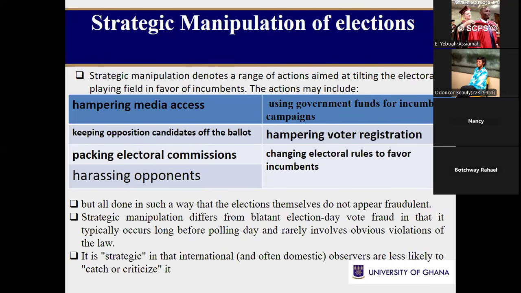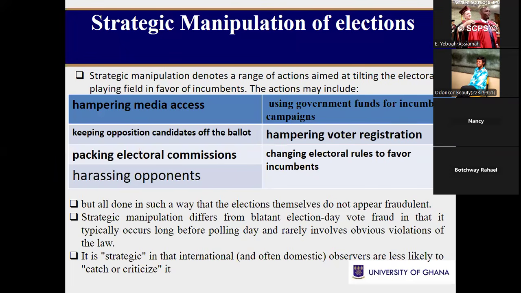So when they use several mechanisms, okay, there are several mechanisms or actions which are aimed at tilting the electoral playing field in favor of incumbents or the government. And the actions they use may include hampering media access. So when they make it impossible or difficult for the media to have access to electoral data or information.